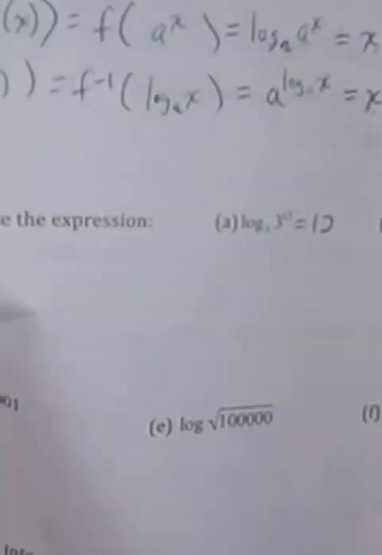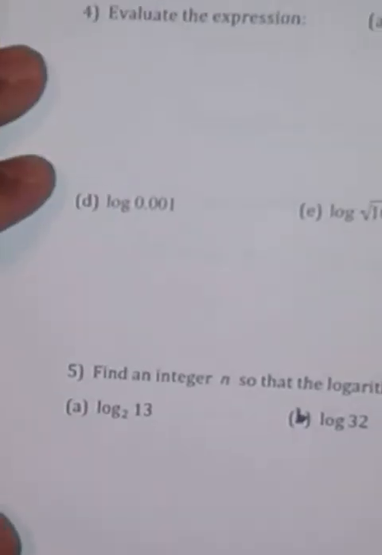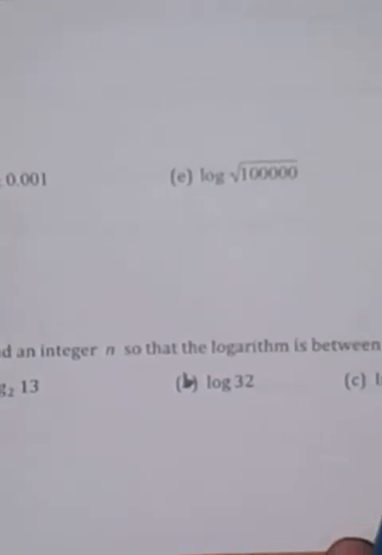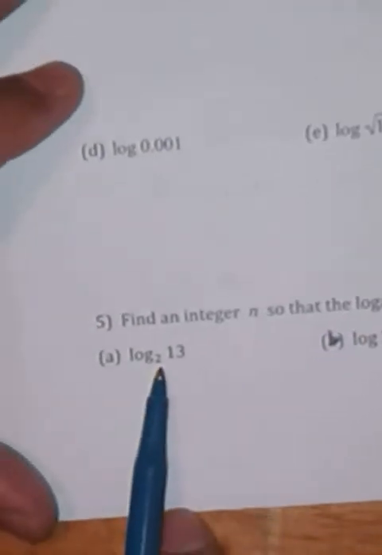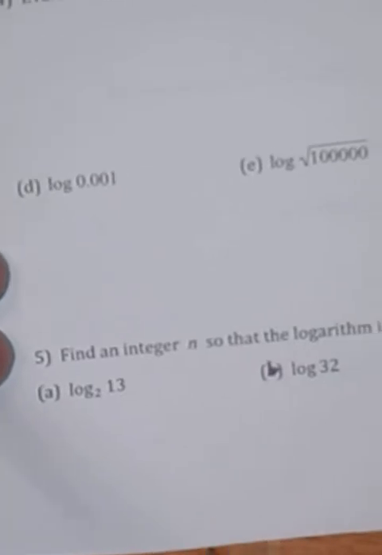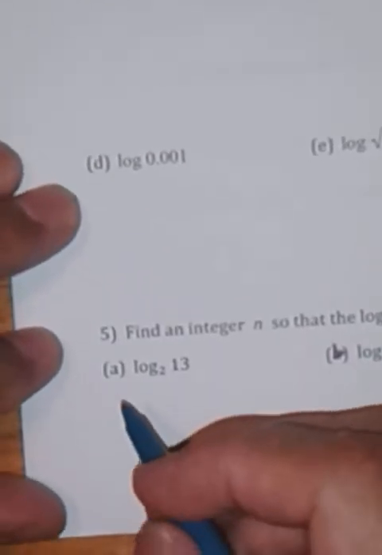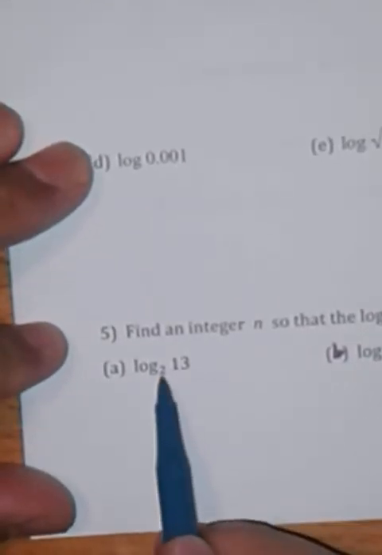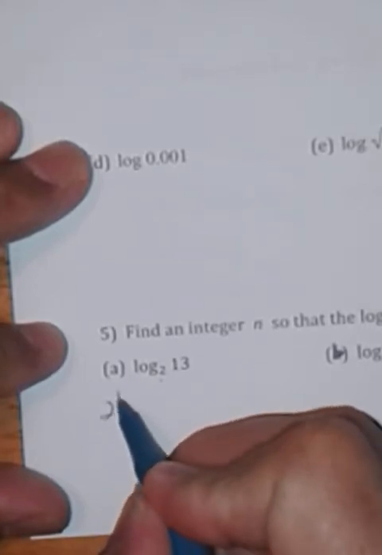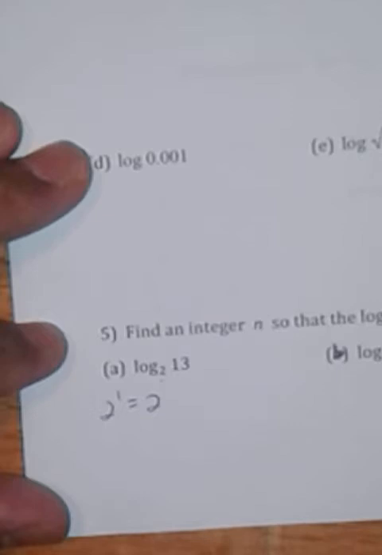All right, let's proceed to number 5. Number 5 says, find an integer n so that the logarithm is between n and n plus 1. That's the logarithm right there. Okay, so how do we know what n should be? This is the way we think of this. The base is 2, so we think of powers of 2. You don't have to start with 2 to the first, but I'm going to start with 2 to the first. 2 to the first is 2.